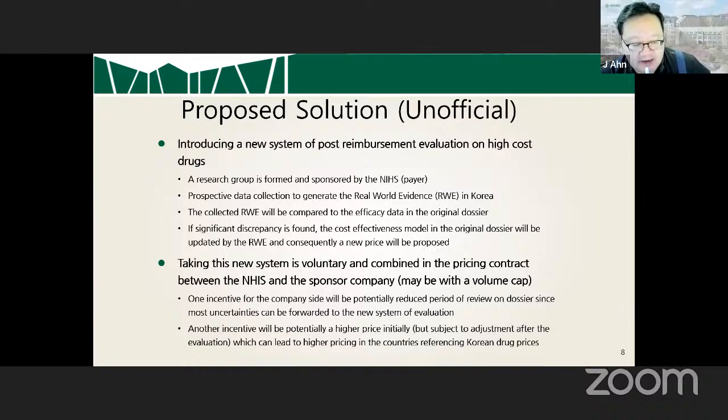So if any significant discrepancy is found, then it may enter into a new price contract. Otherwise, the initial price contract remains, or any other measures can be obtained.